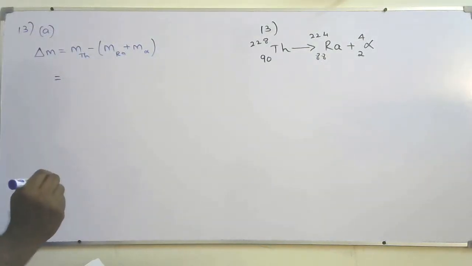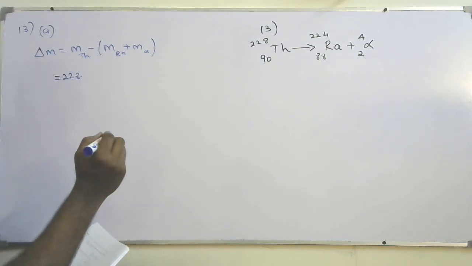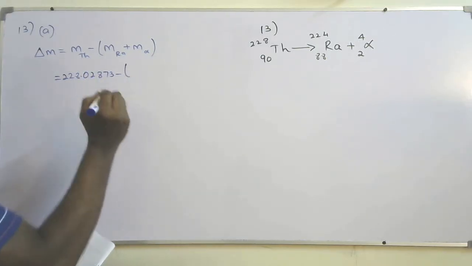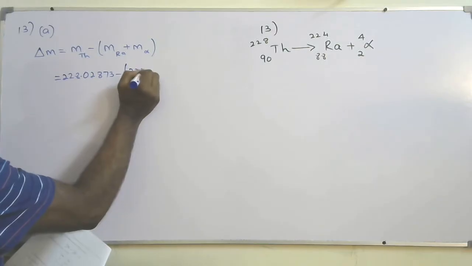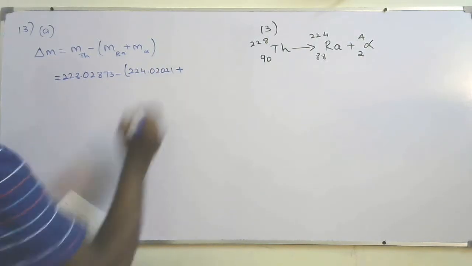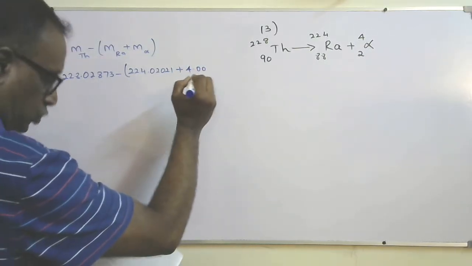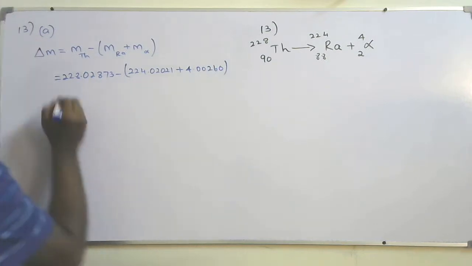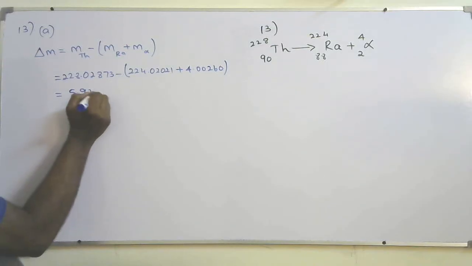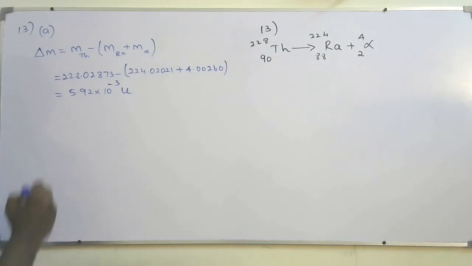Mass of thorium is given, 228 point, use all the decimal points given, 02873, minus mass of radium, 224.02021, plus mass of alpha, 4.00260. So this will be 5.92 times 10 to the power minus 3 unified atomic mass unit.